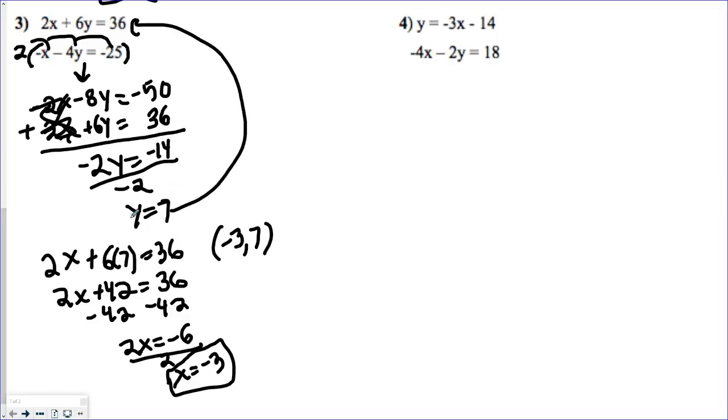So again, you can solve for your y first. That's fine. Perfectly okay to do so. Just make sure that when you add together, your variables will cancel.